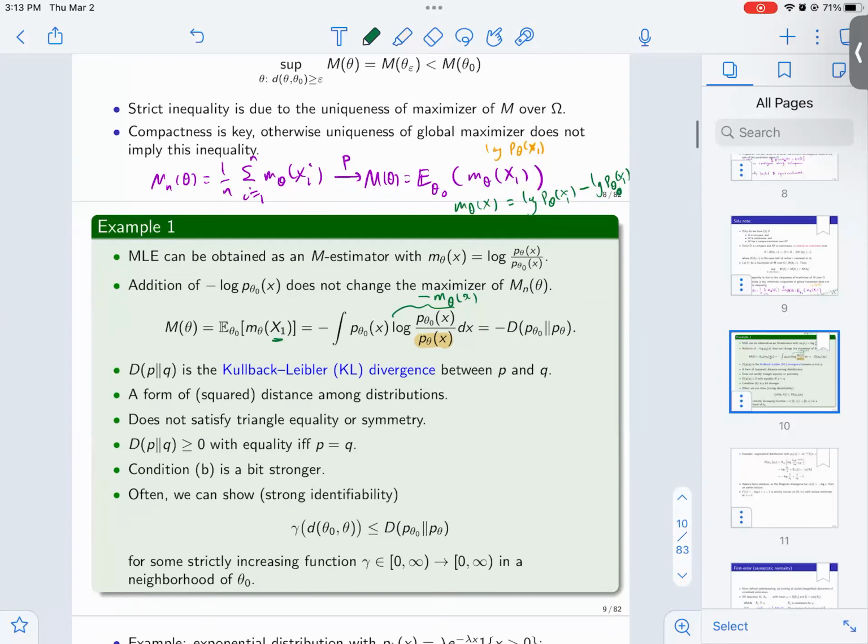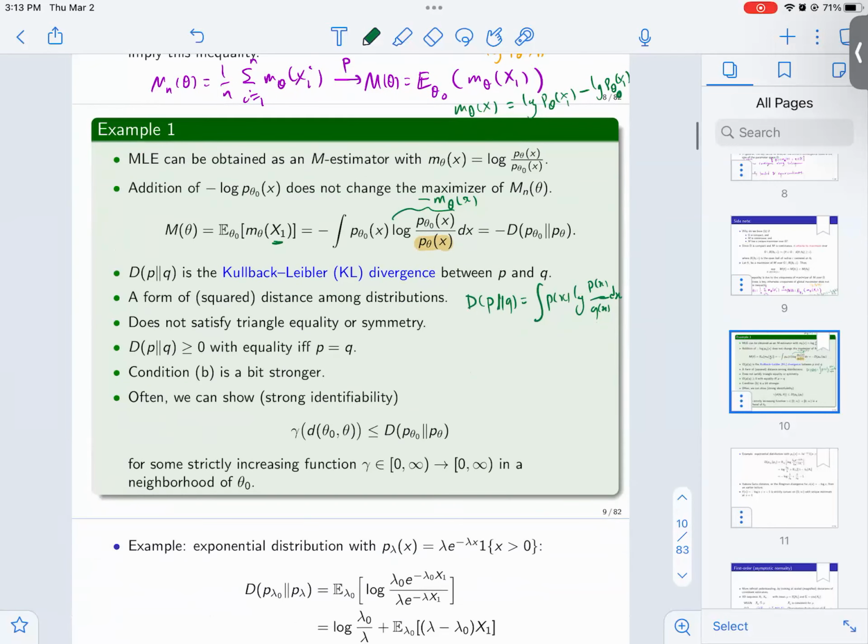So the KL divergence between two densities P and Q is the integral of P of x times log of P of x divided by Q of x. So it's like a distance. It's actually like a squared distance between densities. So this measure is a measure of how close two densities are.